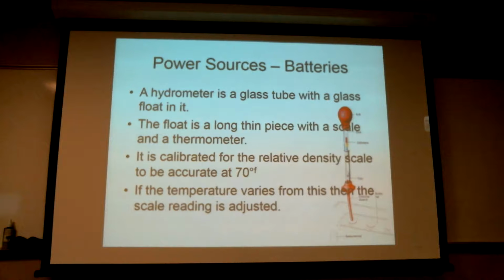So the hydrometer, we've talked about that. It's a very short boat with a really long mast. The FAA loves to ask some test questions about calibrating the scale based on temperature. So if I'm out there in Fargo, North Dakota, and it's minus 50 degrees, you're going to need to calibrate your scale just a little bit.